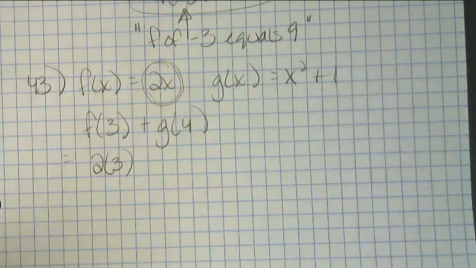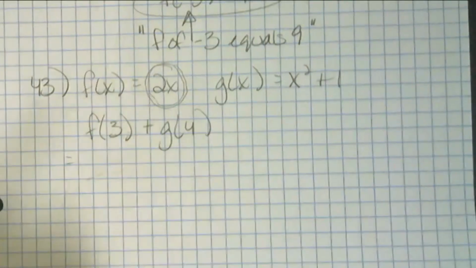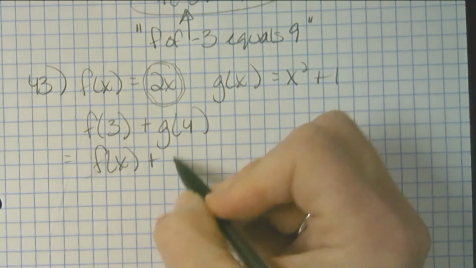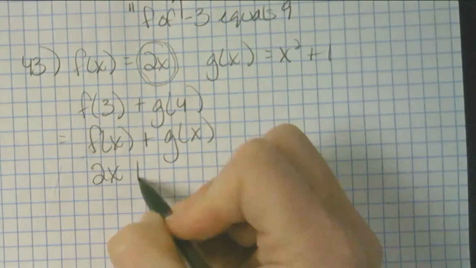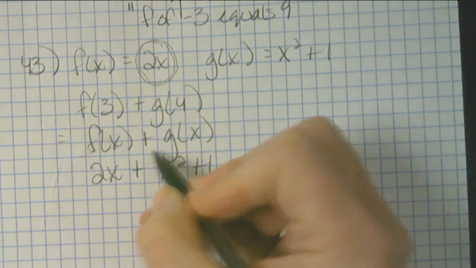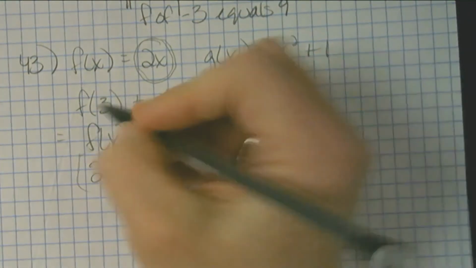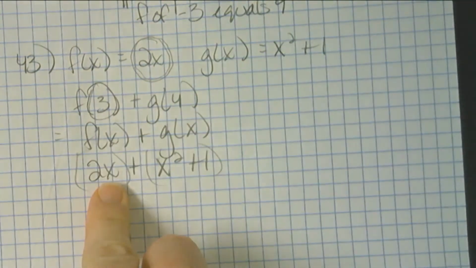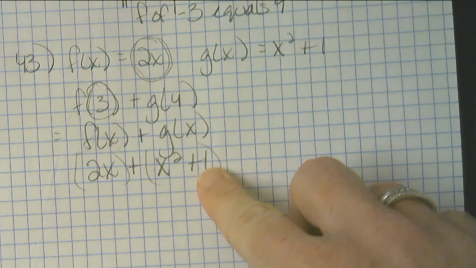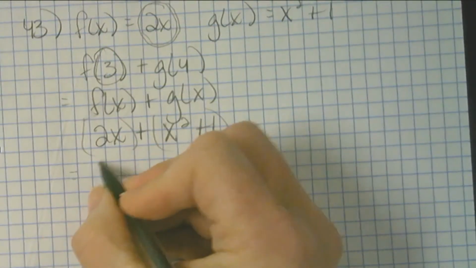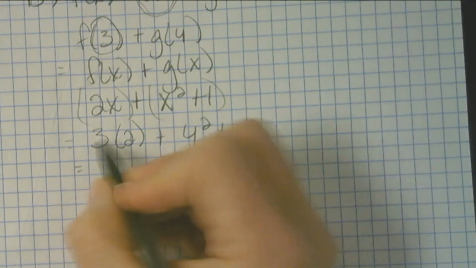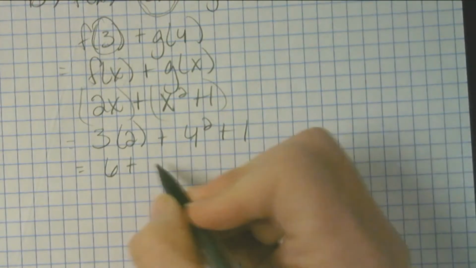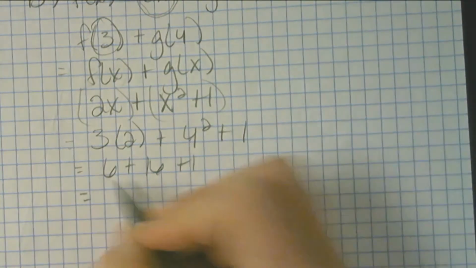So really what this means, let me write this again. I'm going to take my f of x equation and add it to my g of x equation. My f of x equation is 2x plus my g of x equation, which is x squared plus 1. But they're telling us what to put in for the x in my f of x, and what to put in for my x in my g of x. So this is 2 times 3 plus 4 squared plus 1. And now I'm just going to do this math. 3 times 2 is 6, plus 4 squared is 16, plus 1. So this is going to be 23.